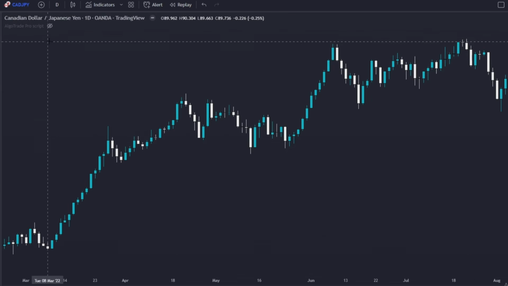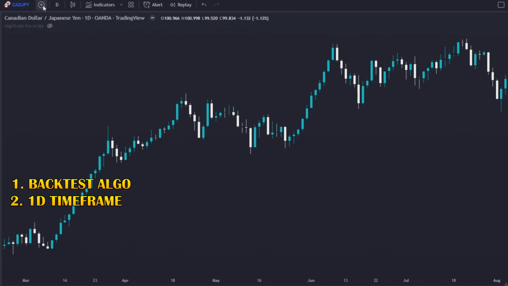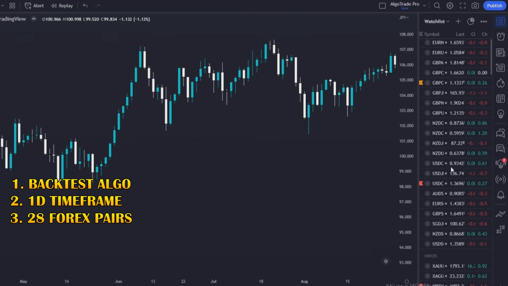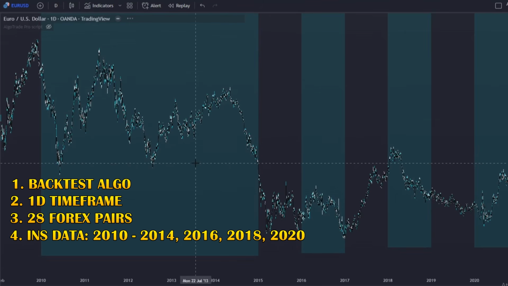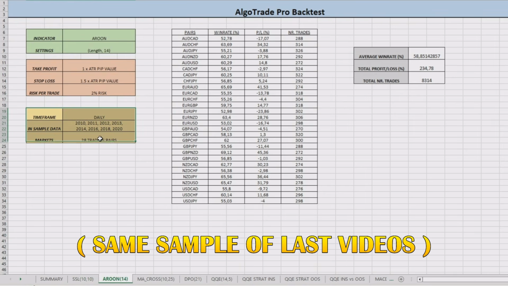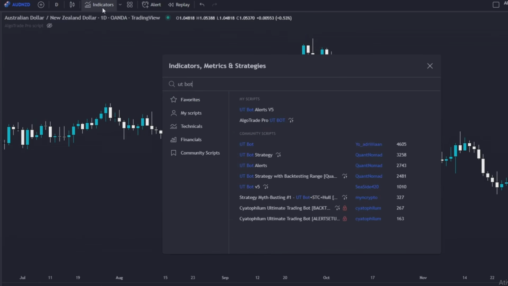For the backtest process, I will use an algo that I created. I will perform the backtest on the daily time frame, on the 28 most common forex pairs, and using in-sample data consisting of the years 2010 to 2014, 2016, 2018 and 2020. It's the same sample setup as in my previous videos, so in the end we can compare all indicators and strategies. Let's now add our indicator, which is called UTBot Alerts.